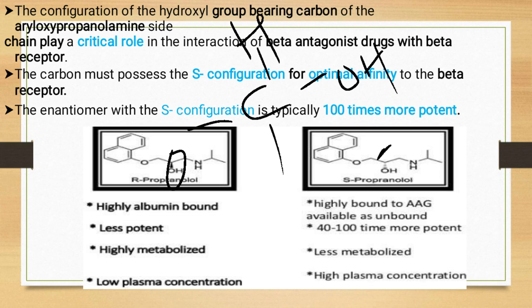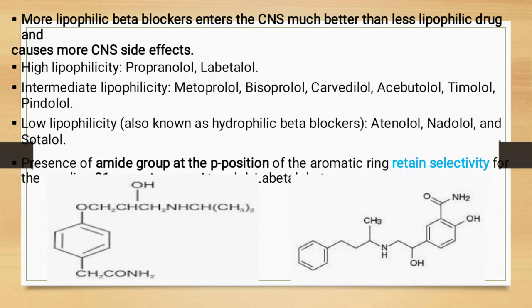So these enantiomers with S configuration, they found that it is 100 times more potent as compared to the R isomer. So R propranolol is less active. Sorry, R propranolol is less active with respect to S propranolol. This S propranolol is 100 times more active as compared with the R propranolol. So one is less potent, the other is more potent.